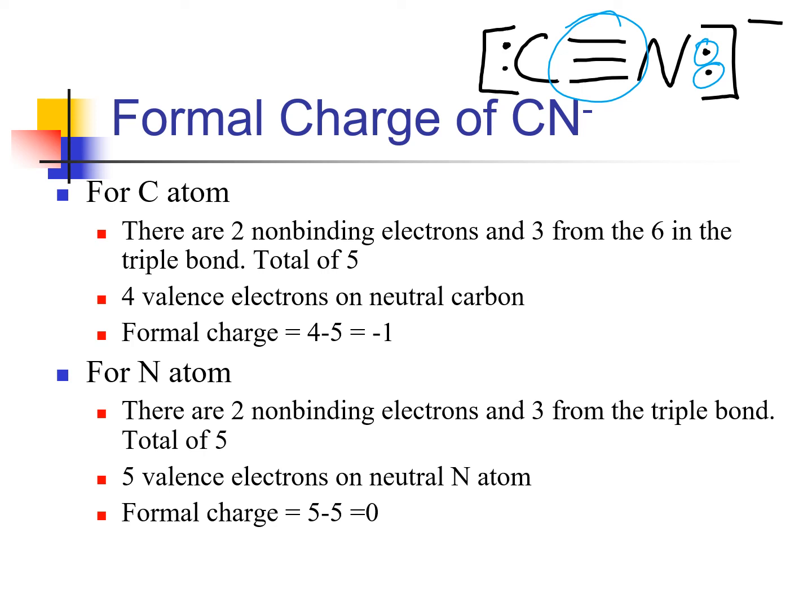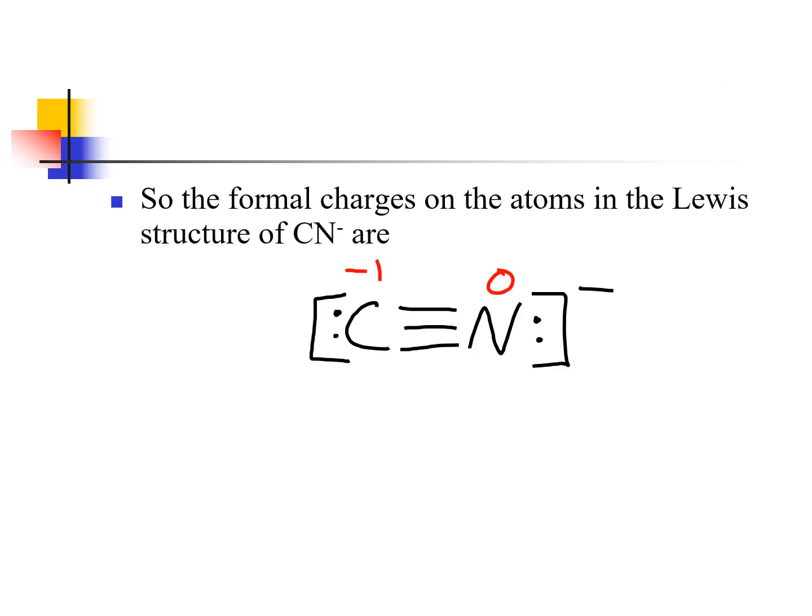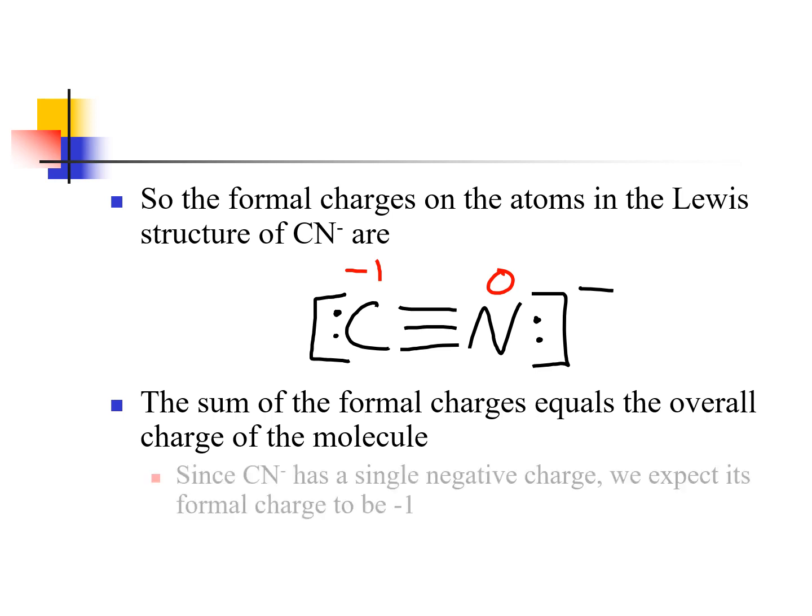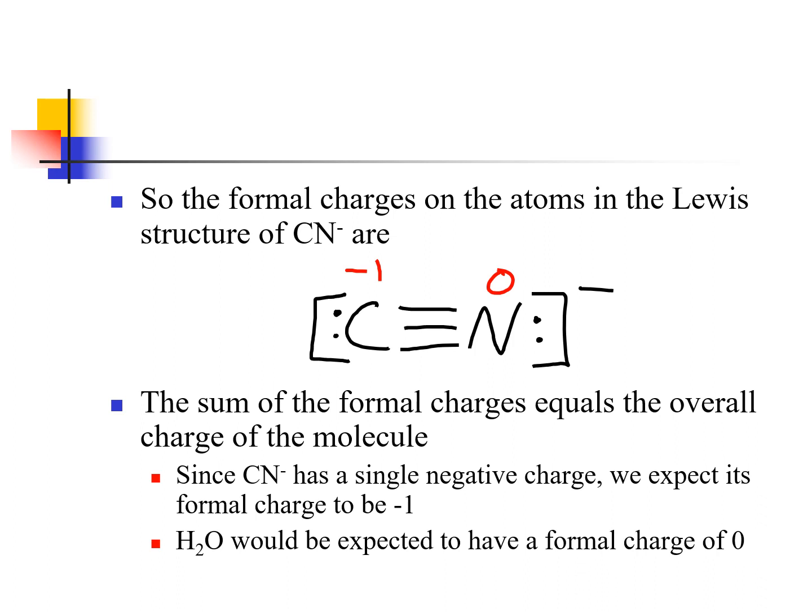The first check with formal charge is that the sum of all the formal charges should add up to the charge on the molecule. In this case, cyanide has this negative right there. So all the formal charges should add up to -1, and -1 plus 0 is -1. So that would be a reasonable structure. Again, the sum adds up to the overall charge, so it's reasonable. If I was doing something like water, because it has no charge on it, it would be expected to have a formal charge of 0. Now again, what's the use of this?